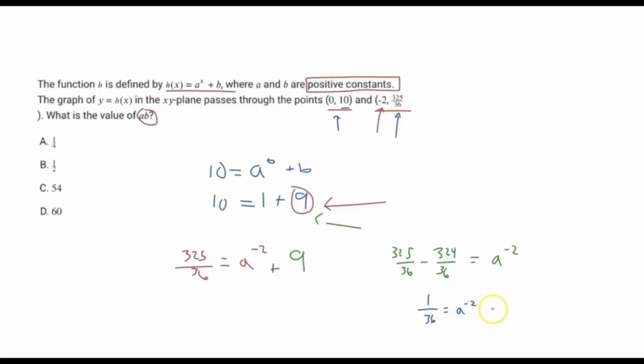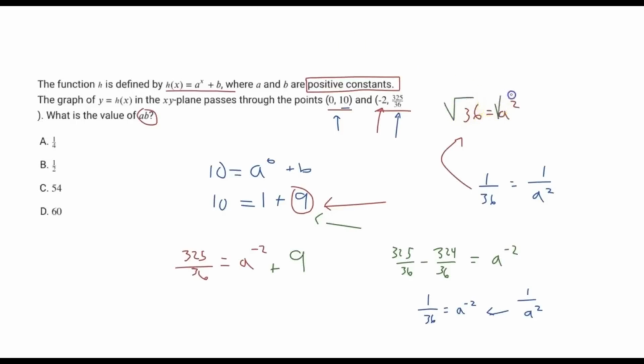So a to the negative 2 is the same thing here as just 1 over a to the power of 2. And so because we have 1 over 36 equals 1 over a to the power of 2, what we can do here is just disregard everything on top because we can take the reciprocal of both sides. So this in reality really is just 36 equivalent to a squared. So now what we can do is just solve for a by taking the square root of both sides.